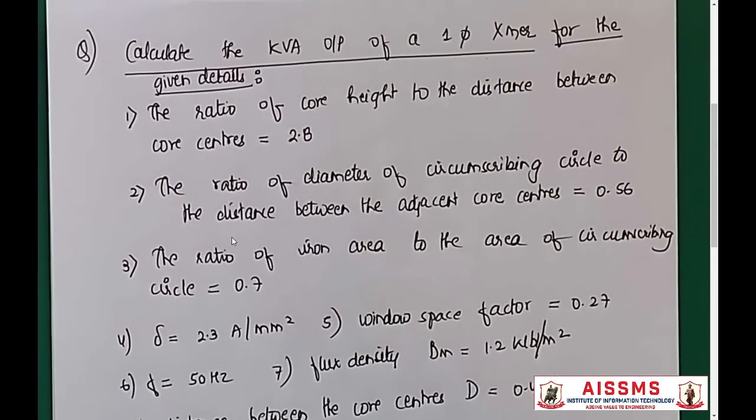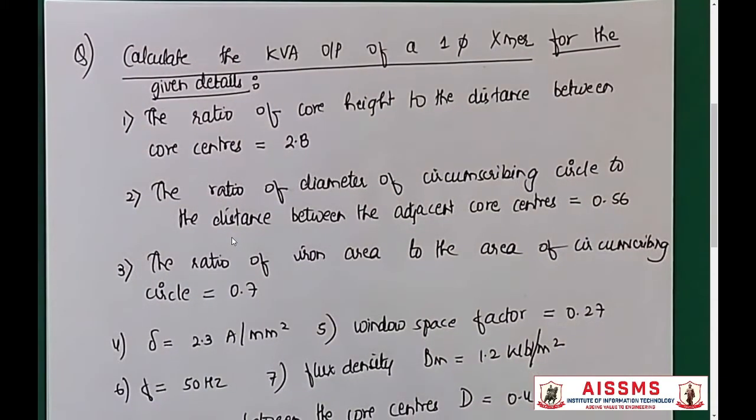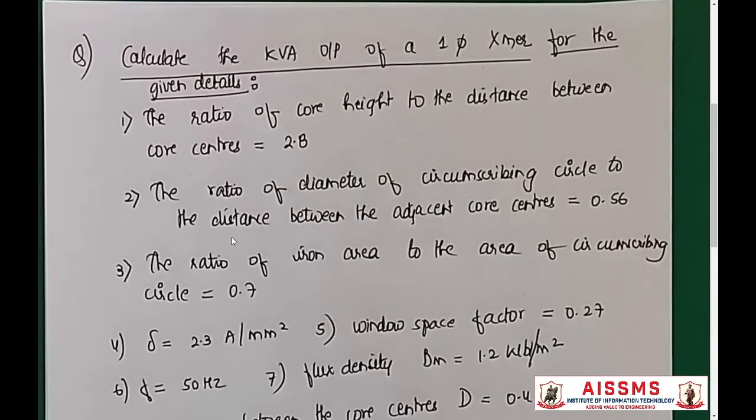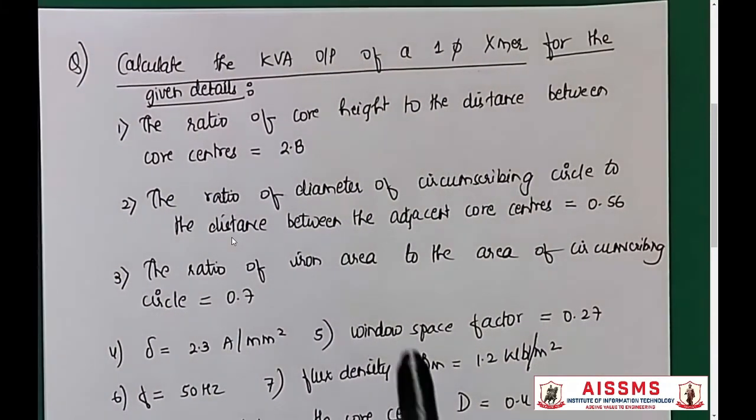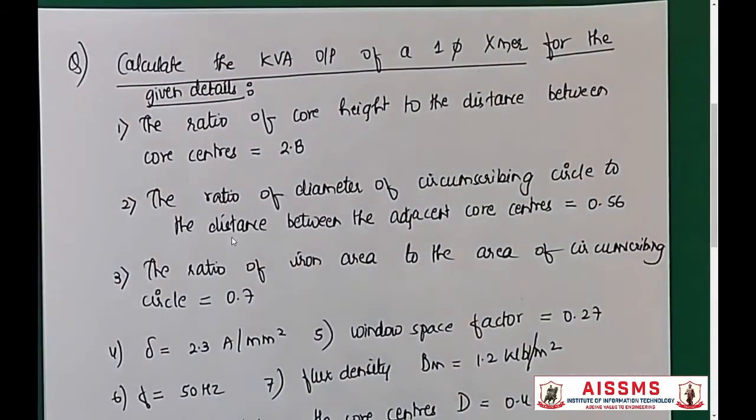So students, in the last lecture we had seen the derivation for calculation of the kVA output of a single phase transformer. Let's now see how that formula can be applied to solve a numerical. Let's see first the numerical. The numerical is: calculate the kVA output of a single phase transformer for the given details.